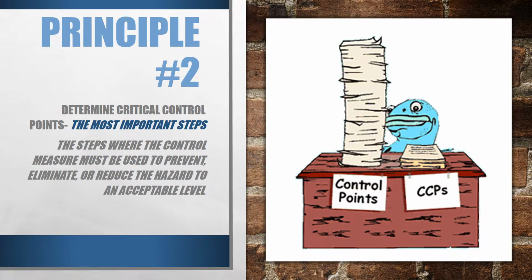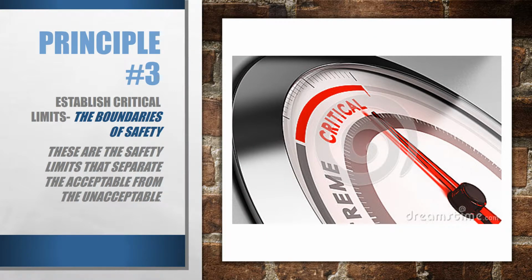Principle number 2, determine critical control points, the most important steps. The critical control points are the steps where the control measure must be used to prevent, eliminate, or reduce the hazard to an acceptable level. Principle number 3, establish critical limits, the boundaries of safety. These are the safety limits that separate the acceptable from the unacceptable.